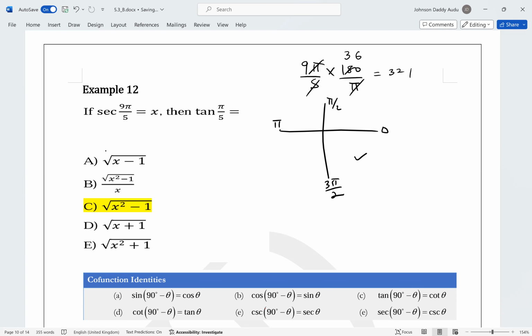Now, since we're in the fourth quadrant, we know sec is positive in the fourth quadrant. So we just need to use the reference angle, which is going to be 2 pi minus 9 pi over 5. So this is just going to give us sec of pi over 5 equals x, right? So here, what did we use? We use the reference angle.